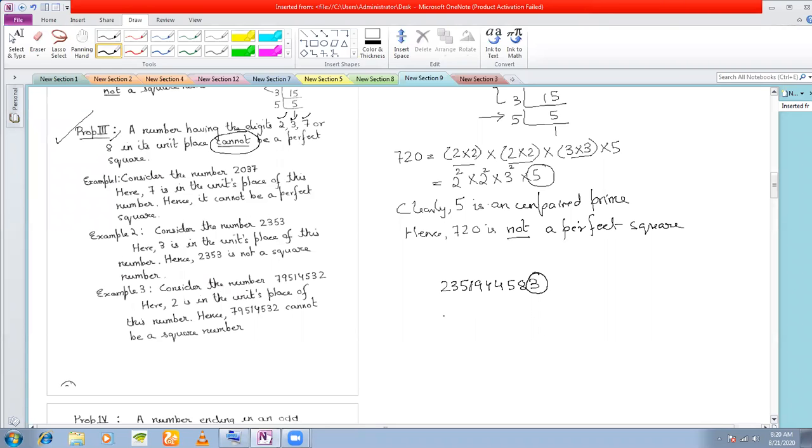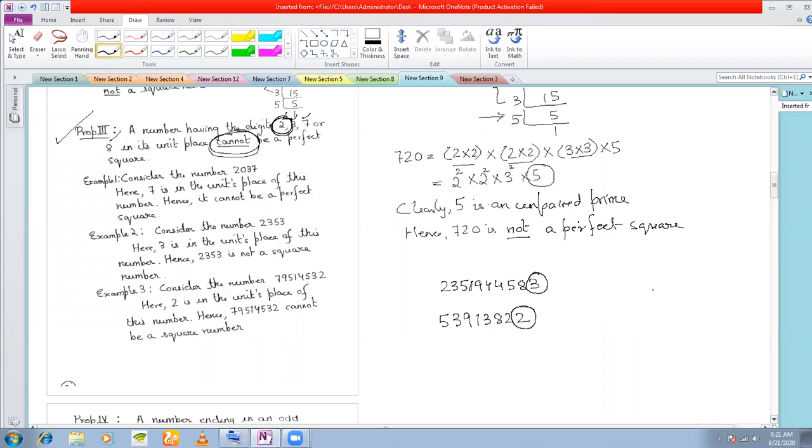Okay. Let us say I give you this number. Can you say whether this number is a perfect square? Yes, sir. It is a perfect square. How can it be? Because the units digit is 2, so it cannot be a perfect square.